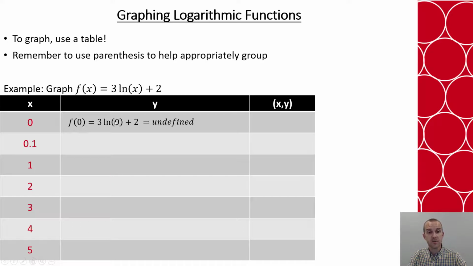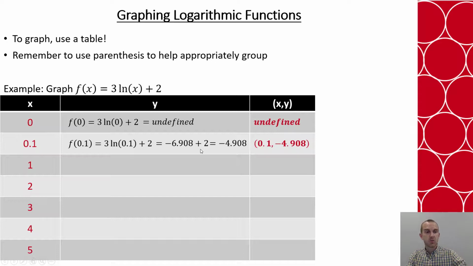If I plug in a tenth, I would get 3 times the natural log of 1/10 plus 2, and I simplify, and this would come to negative 4.908. So I do have an ordered pair. So if I think about it, I'm going from undefined to this ordered pair, there must be some very quick asymptote there at 0. If I substitute in 1 and I start simplifying my expression, I would end up with it equaling 2. So I'd have the ordered pair (1, 2).